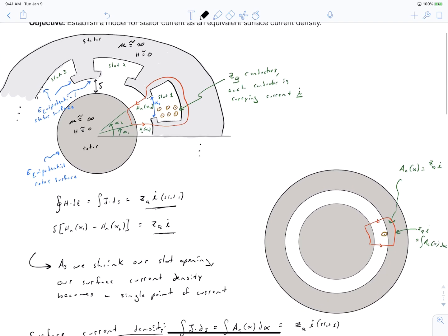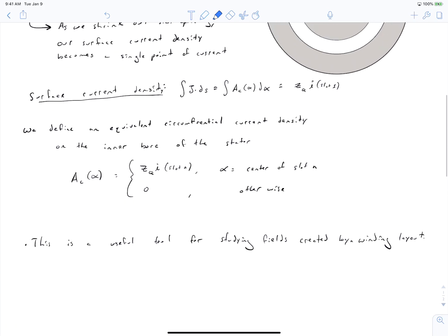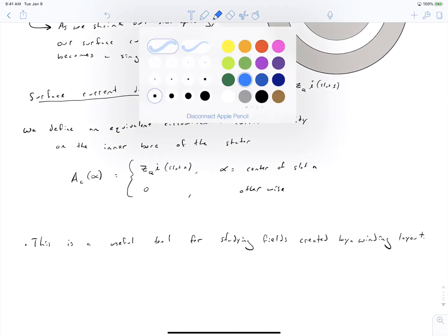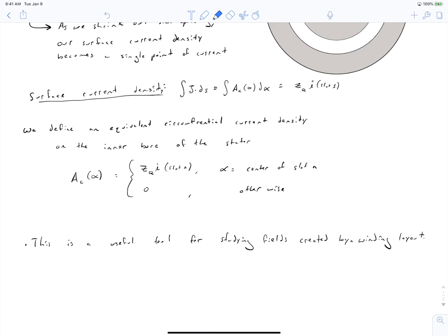So in summary, this short video has introduced the concept of an equivalent surface current density so that we can take our total slot shape and structure and model it as a single point of current in the inner bore of our stator. And the reason that this works is that we are assuming that our iron regions have nearly infinite permeability, and therefore the H field is 0 in the iron, and we have these equal potential surfaces. And when we do this, we get this simple expression for where our current density is located, and this enables us to consider complicated winding structures, which you will see over the next sequence of videos.